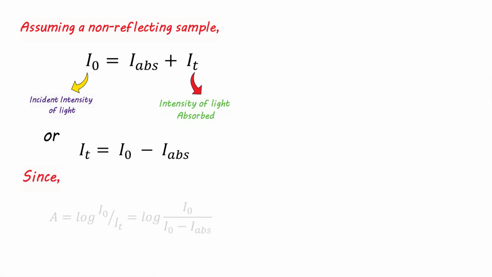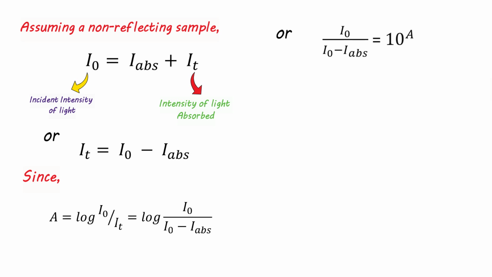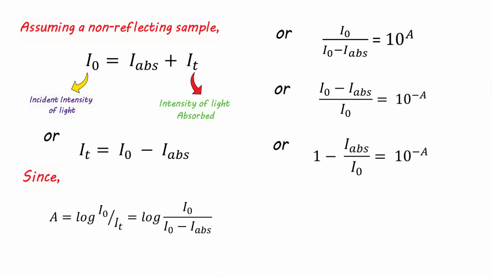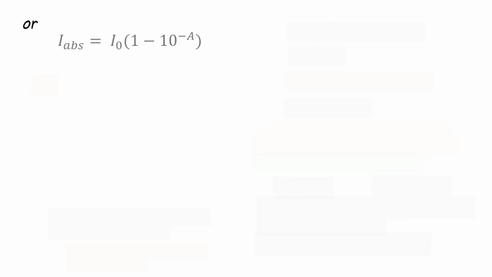Since we know absorbance A is equal to log of I0 by IT, which is equal to log of I0 divided by I0 minus IABS, after putting the value of IT. Rearranging further, we get I0 by I0 minus IABS equal to 10 to the power A. Taking the reciprocal, I0 minus IABS divided by I0 will be equal to 10 to the power minus A. Therefore, IABS by I0 is equal to 1 minus 10 to the power minus A. So, IABS will be equal to I0 into 1 minus 10 to the power minus A. This is the expression for the intensity of light absorbed.